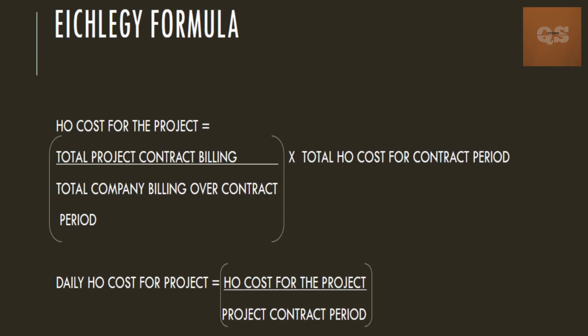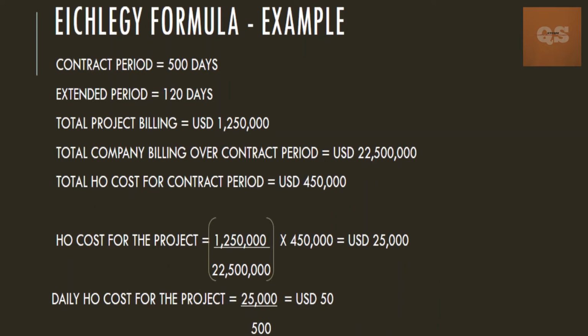So once you find out that particular head office cost for that particular project, you can find your daily head office cost for that project by dividing that head office cost by the project contract period. So once you find out the daily head office cost for the project, that is cost per day, this into your extended period can give you your head office cost for the extended period. So we'll go into an example to make it more clear.